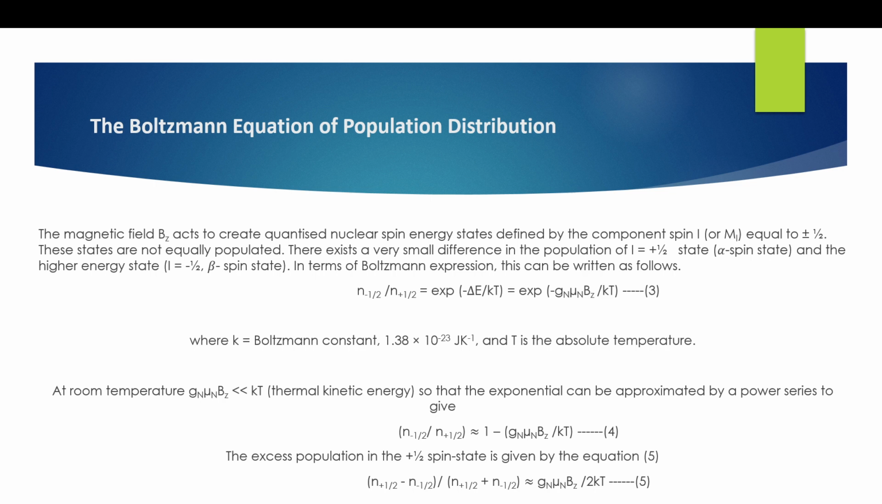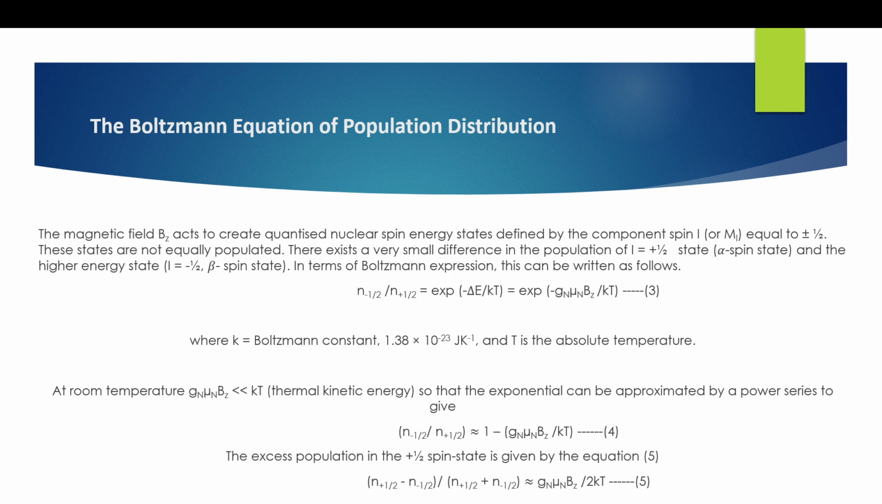The Boltzmann equation for population distribution. As I told earlier, when magnetic field is applied, the degeneracy of the spin levels is removed and two clear-cut energy levels are created. The separation between these two energy states is very, very small. The result is both spin levels are almost nearly equally populated.